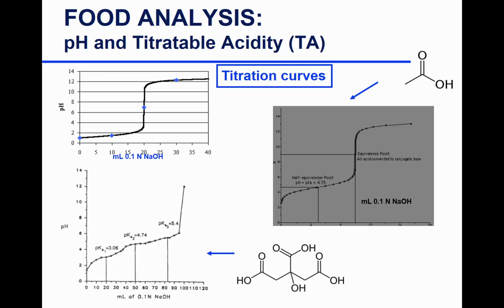So here you have the citric acid. Citric acid has 1, 2, and 3 carboxyl groups. So you have 3 pKa's. If you look at the titration curve of citric acid, you see plateauing around 3 different pKa's. So the pH resists change as you increase the volume of NaOH. You start seeing resistance of change around 3.06, and then another plateau around 4.74, and another plateau around 5.4. Beyond a certain point, you see a steep increase in pH, and that would be your endpoint.